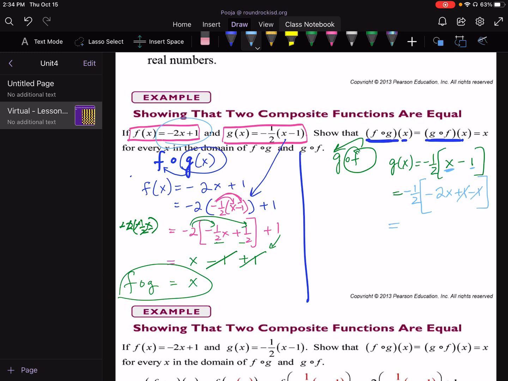Well, 1 minus 1 is gone, so I have negative half times negative 2x. 2 cancels with 2, negative multiplied is positive. So we have g of f equal to x as well, and I have proved that they both are the same. And in the next lesson, you will learn that when that happens, these two functions are inverses of each other.